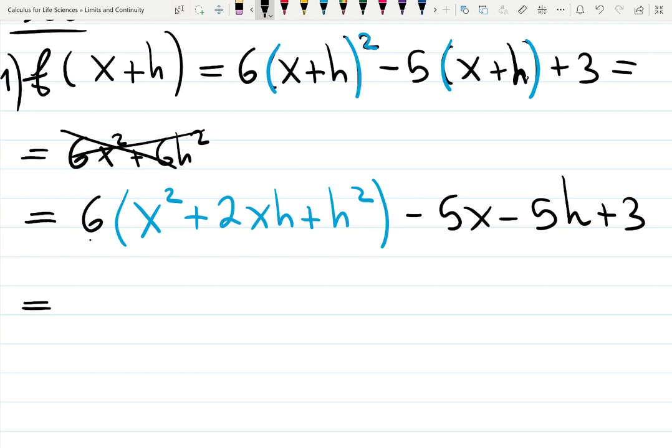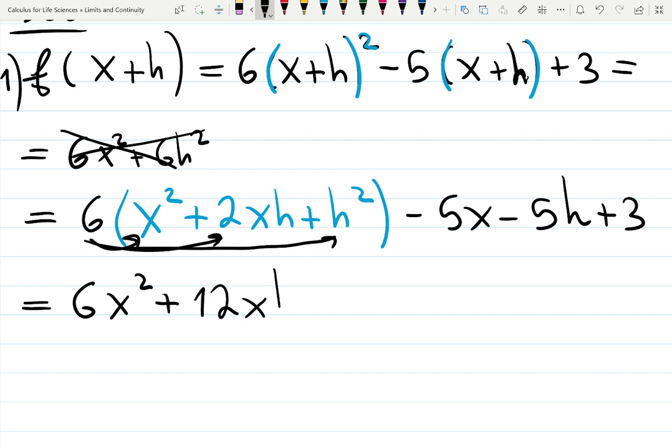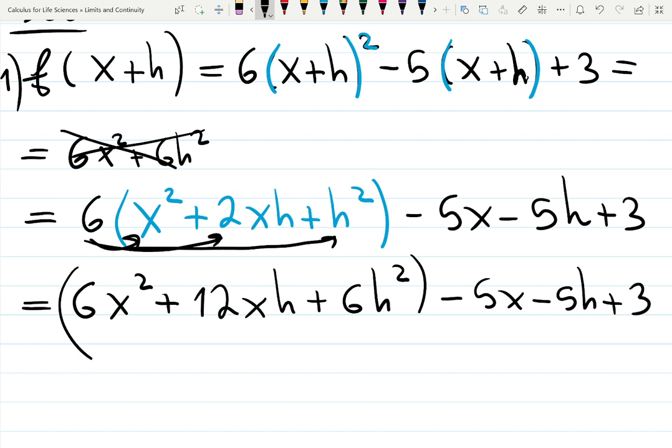Now I'm going to distribute 6 everywhere. 6x squared plus 12xh plus 6h squared. That was only the first part. Minus 5x minus 5h plus 3. Agree? Do you actually put those in parentheses? Are the parentheses actually important? No, I just do them specifically for teaching so you have visuals. But actually, I don't usually put them in myself either. Those parentheses are not important, just for visual.